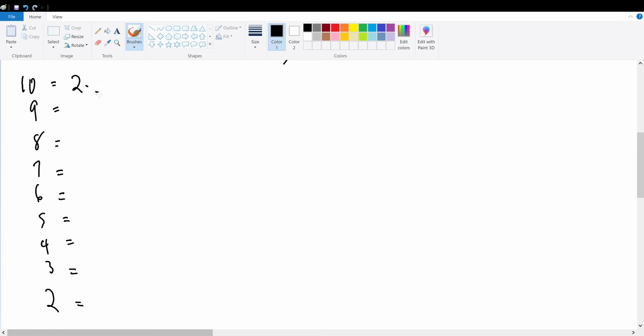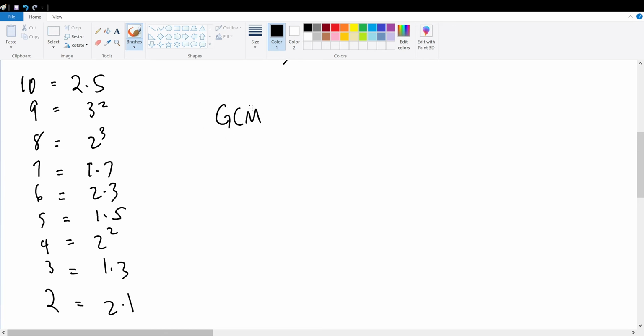10 is equal to 2 times 5, 9 is equal to 3 squared, 8 is equal to 2 cubed, 7 is equal to 1 times 7, 6 is equal to 2 times 3, 5 is equal to 1 times 5, 4 is equal to 2 squared, 3 is equal to 1 times 3, 2 is equal to 2 times 1. So we must find the greatest common multiple. Therefore, we need to factor out and take out some multiples within each number that can be found, because I just listed it all on the left of the screen.